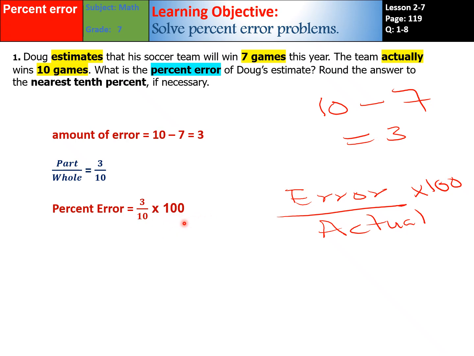Then we will multiply it by 100 to convert it into a percent. Whenever you have a fraction and you have to convert it into a percent, we will multiply the fraction by 100. Otherwise, you can do the other method, that is convert the denominator to 100, then it will be a percent, because percent is a fraction with denominator 100. Now 3 times 100 is 300. 300 divided by 10 gives you 30. So the amount of error in this question is 30%.